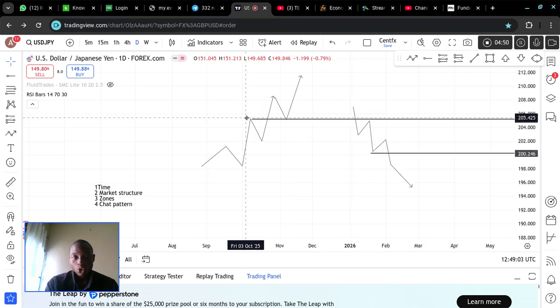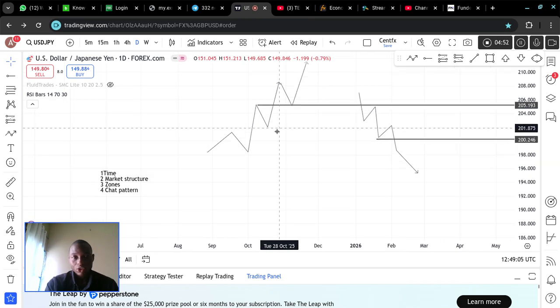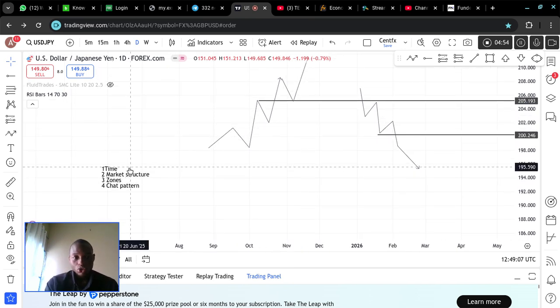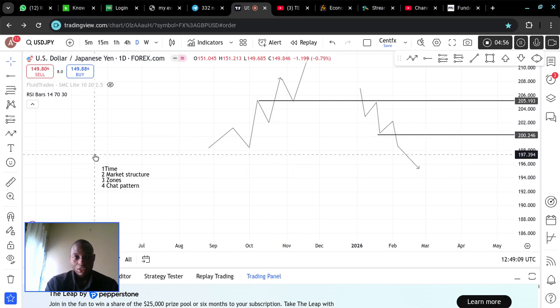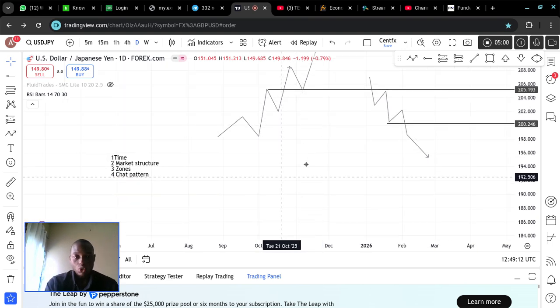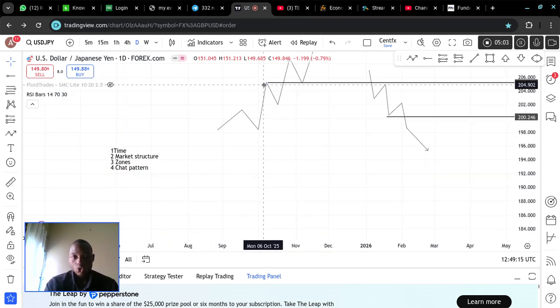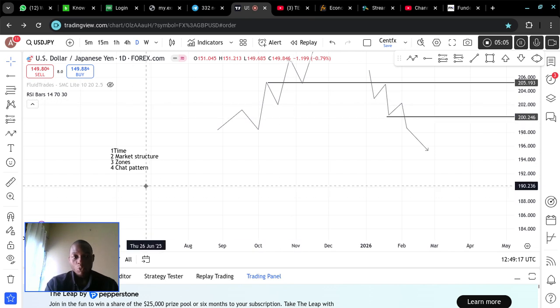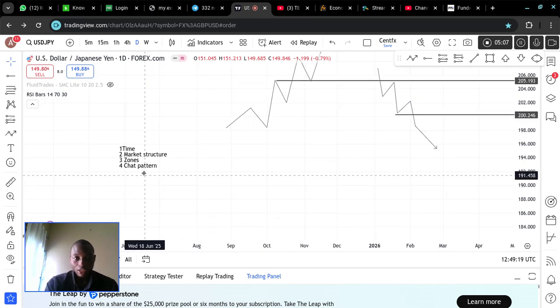So now these are your zones. This is the zones I'm talking about. You understand? You confirm the market structure with a series of higher highs and higher lows. Then you go on zones to spot your entries. And then what makes you take these entries is a chart pattern.